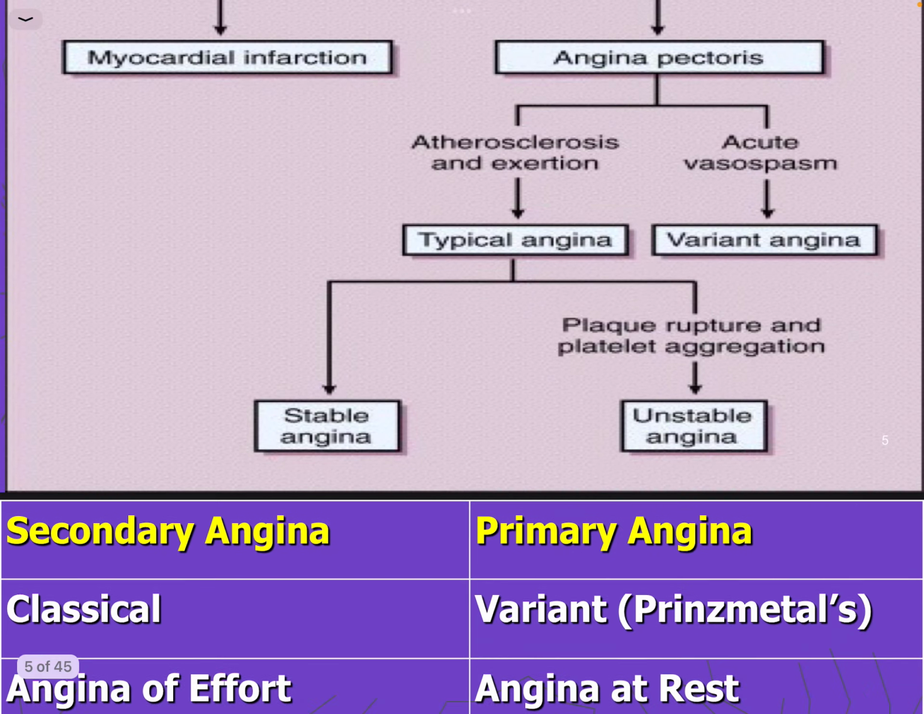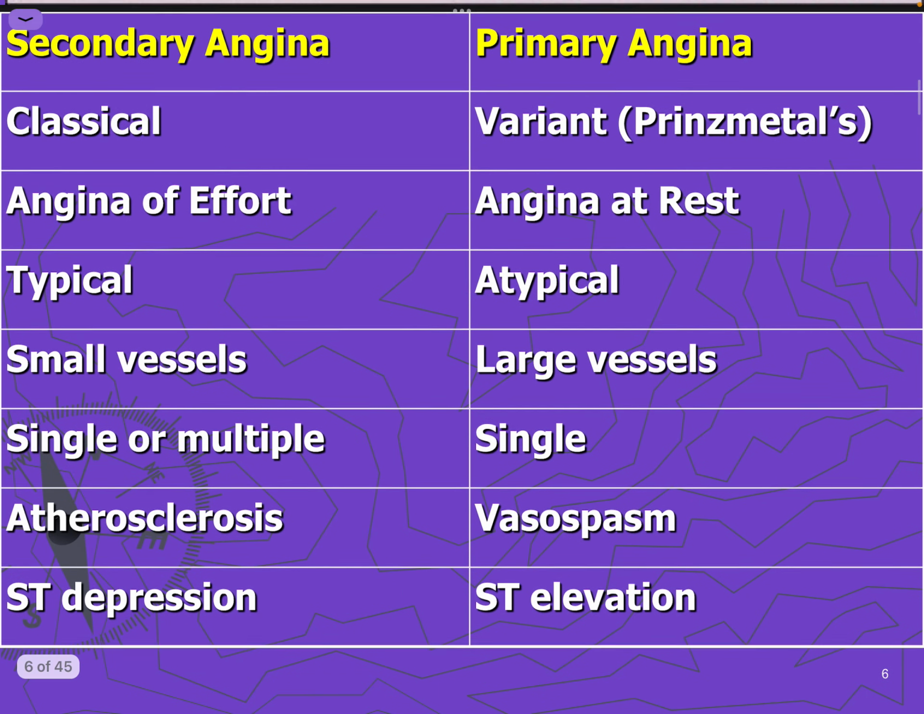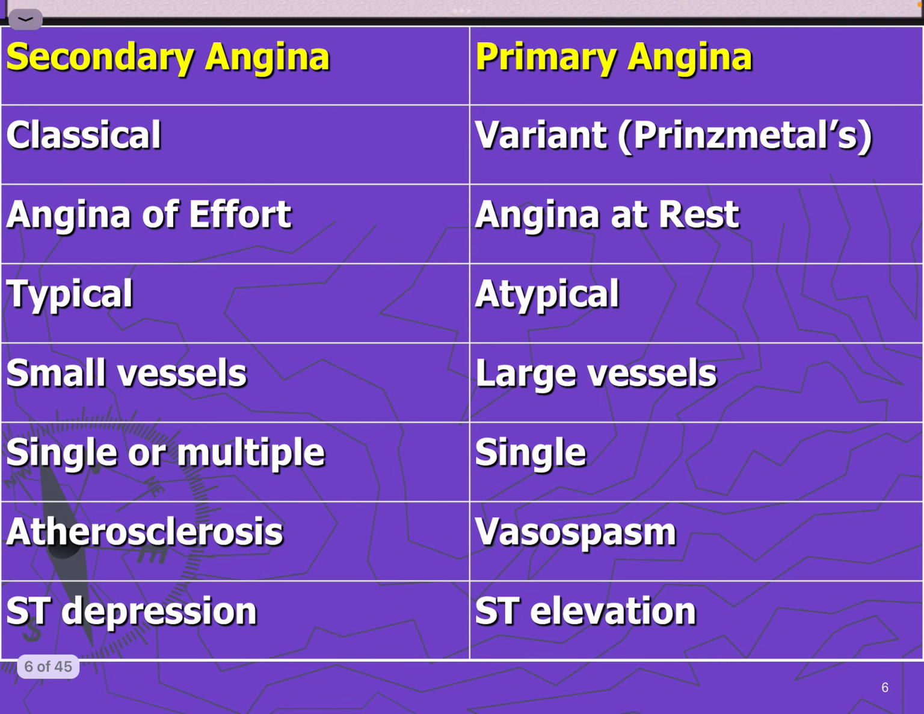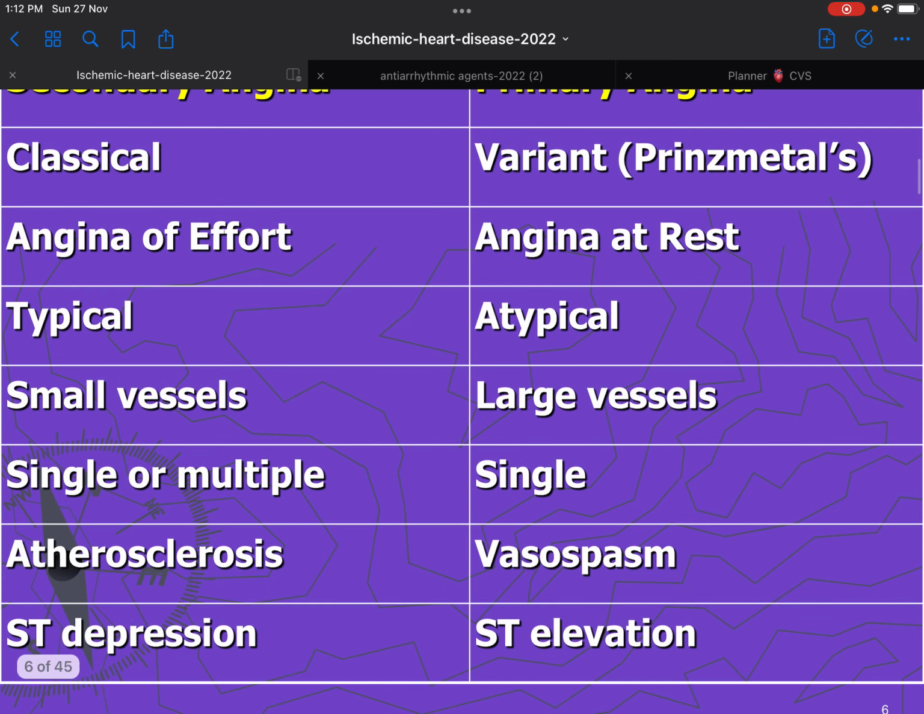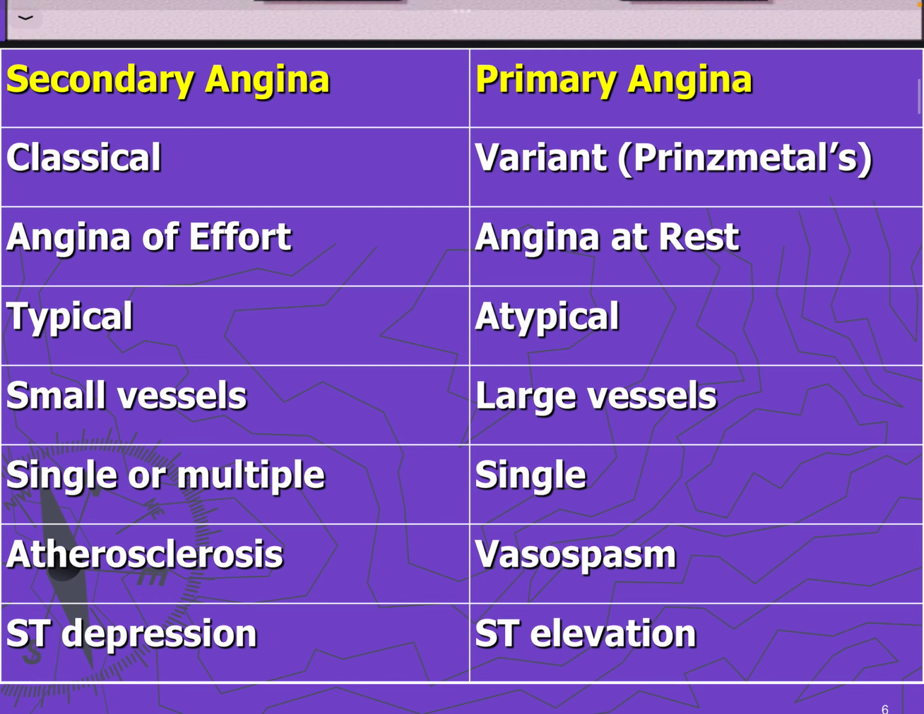This table is showing us the major differences between the two main kinds of angina. So primary angina happens on its own. Again, it's caused by vasospasm. Another name for it is variant, Prinzmetal, atypical angina. It occurs at rest. It occurs usually in large vessels at usually one site, and it's characterized by vasospasm and some of the ECG changes that occur with it cause ST elevation.